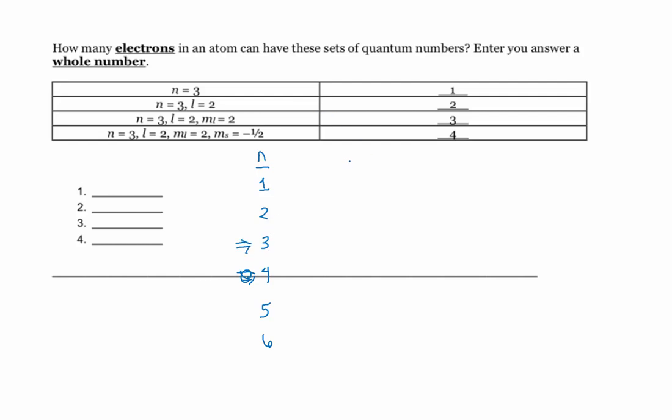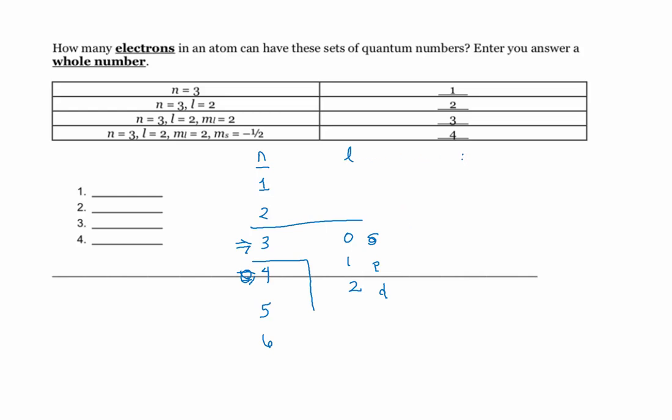Then you would do your L, and you know that your L goes from 0 up to 1 less than n. Now I'm not going to worry about all the others, but I'm going to look at this 3 and build out all the possible values of L. It can be 0, it can be 1, and it can be 2. So these are the possibilities of L for an n of 3. This is your S, your P, and your D subshells.